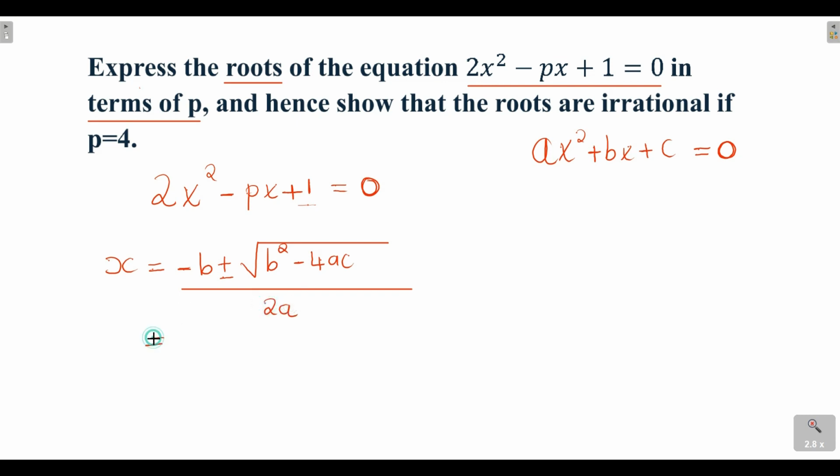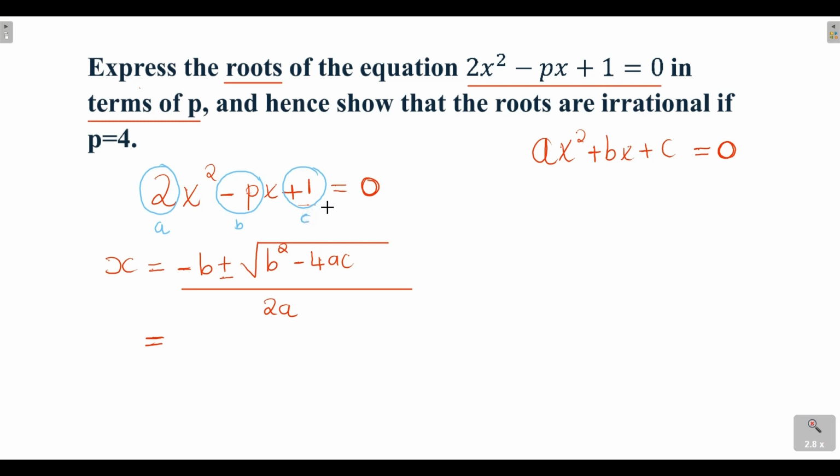Here, all that we need to do is substitute the b, the a, and the c. So what is our a? Our a is the coefficient of our x squared. What is our b? Our coefficient for x is our b. What is our c? Our constant is our c.